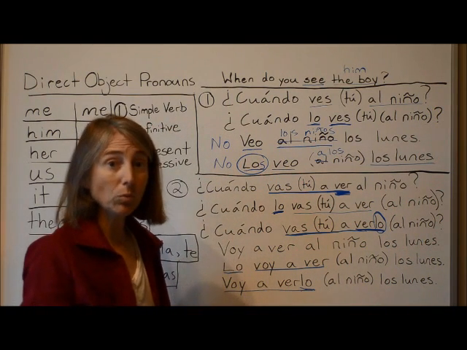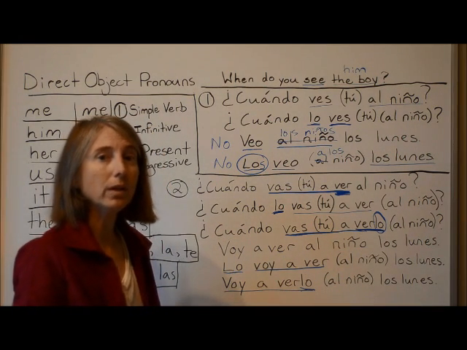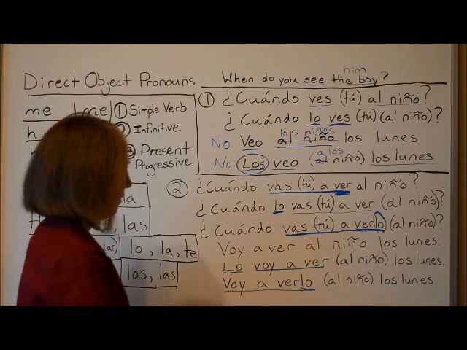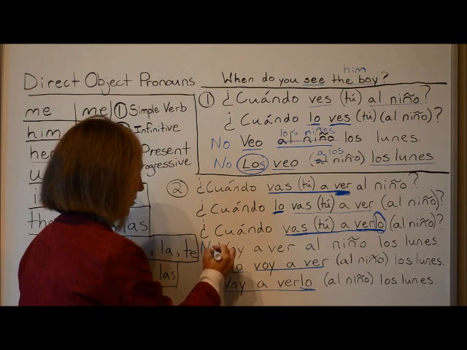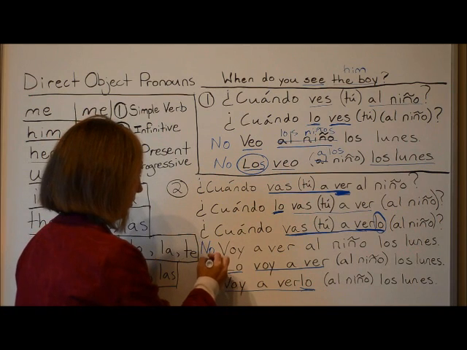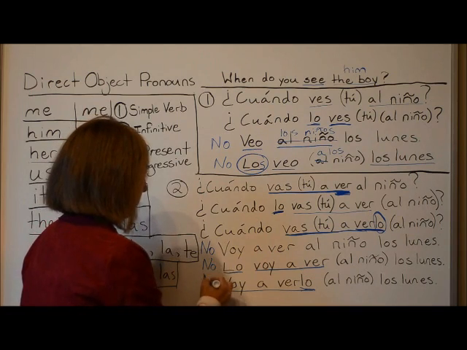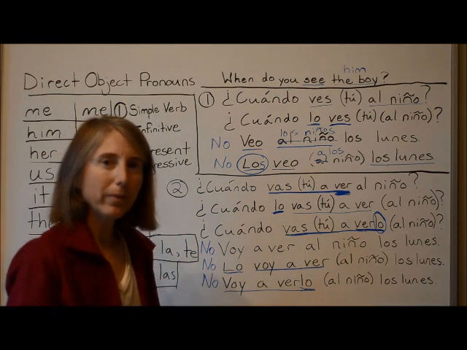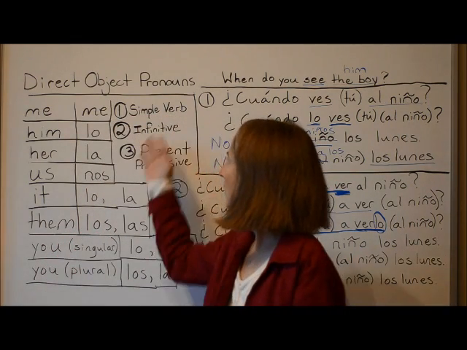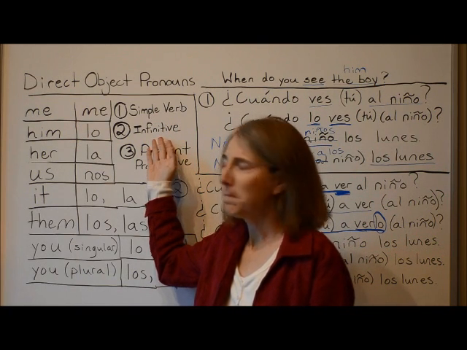If we wanted to say, I'm not going to see the boy on Mondays, we would just simply put the no in front of the sentence again, just like we did in the simple verb sentence. No voy a ver al niño los lunes. No lo voy a ver los lunes. No voy a verlo al niño los lunes. So those are our first two types of verbs that we can use these direct object pronouns with.